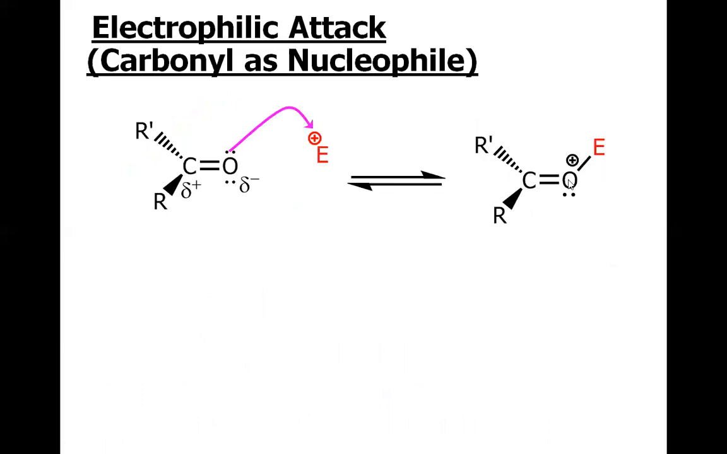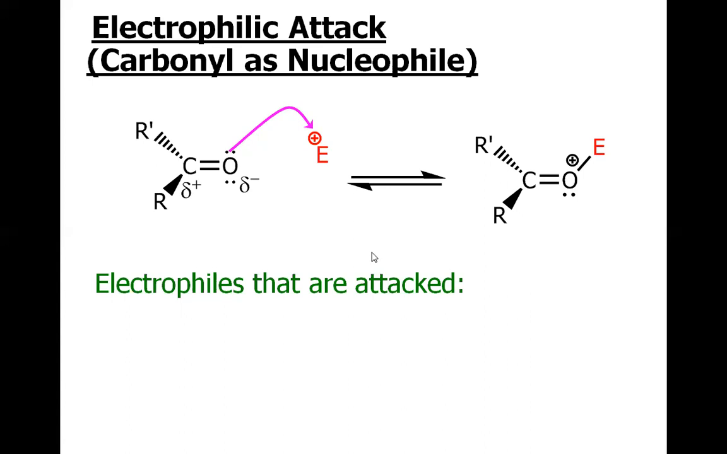Now let us discuss the electrophilic attack on the carbonyl, or you could say the carbonyl serving as nucleophile. If the electrophile comes in the vicinity of the carbonyl, this time the oxygen of the carbonyl will attack the electrophile to form an oxygen-electrophile bond, and there will be a positive charge developed on the oxygen because the lone pair has been involved in the bonding. So what sort of electrophiles could these be?